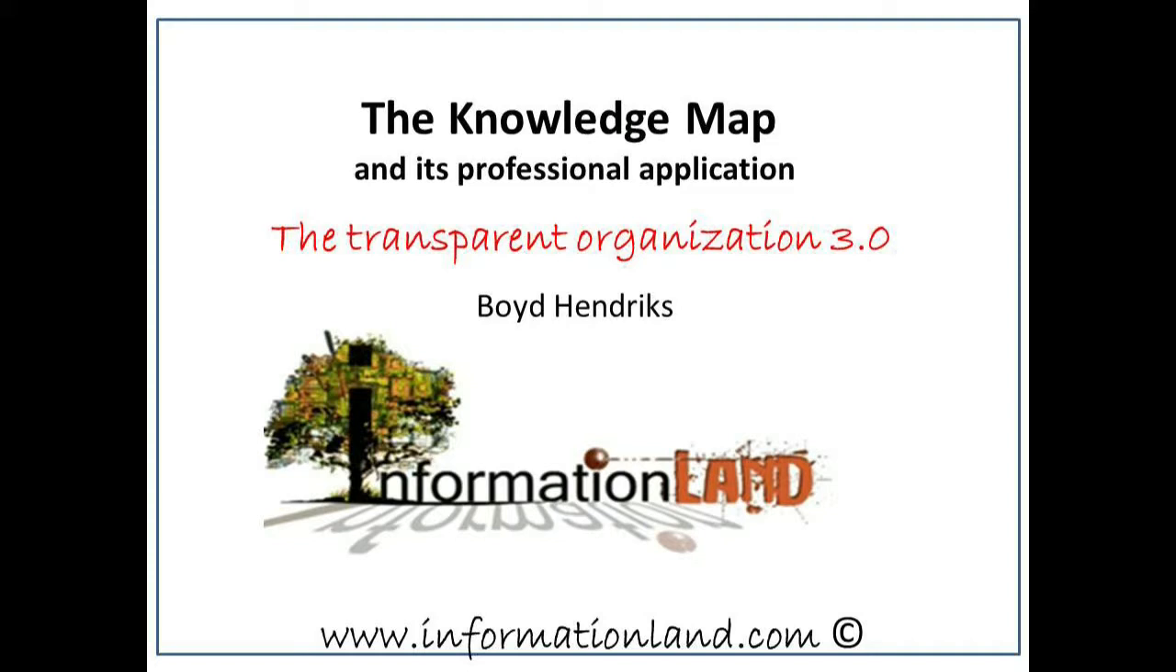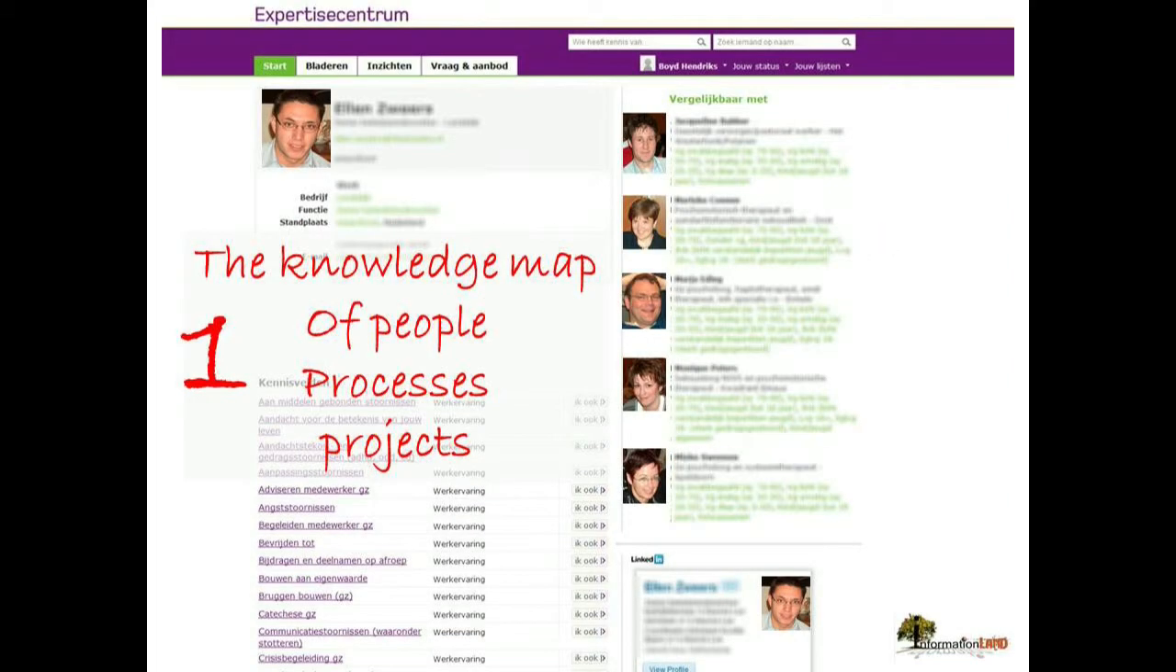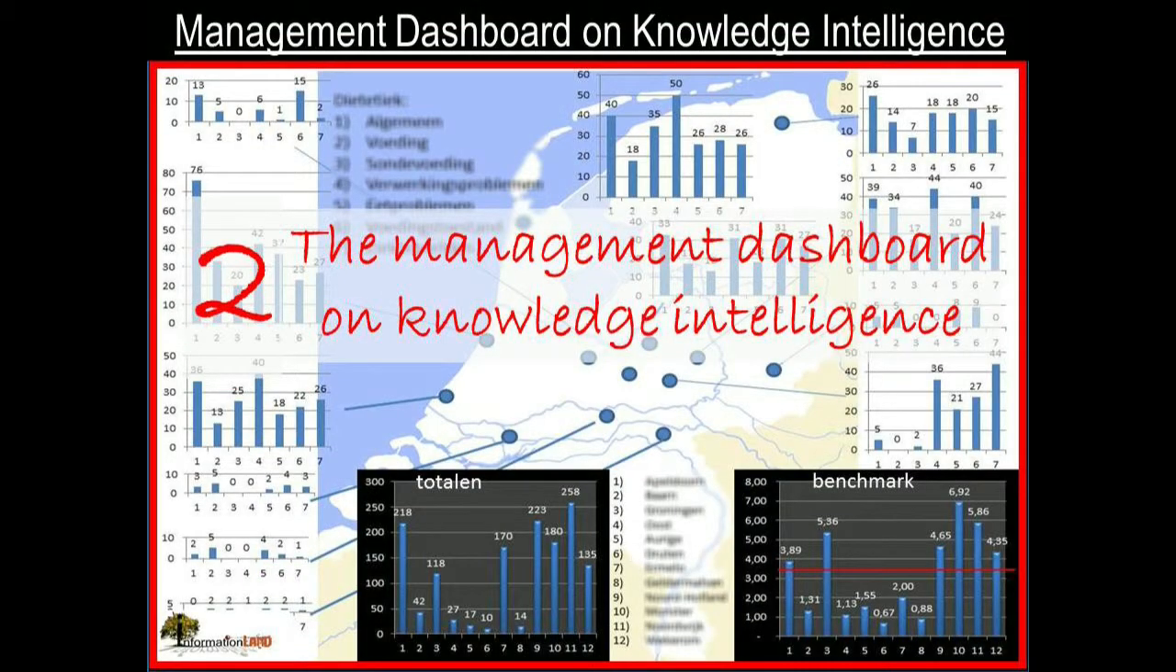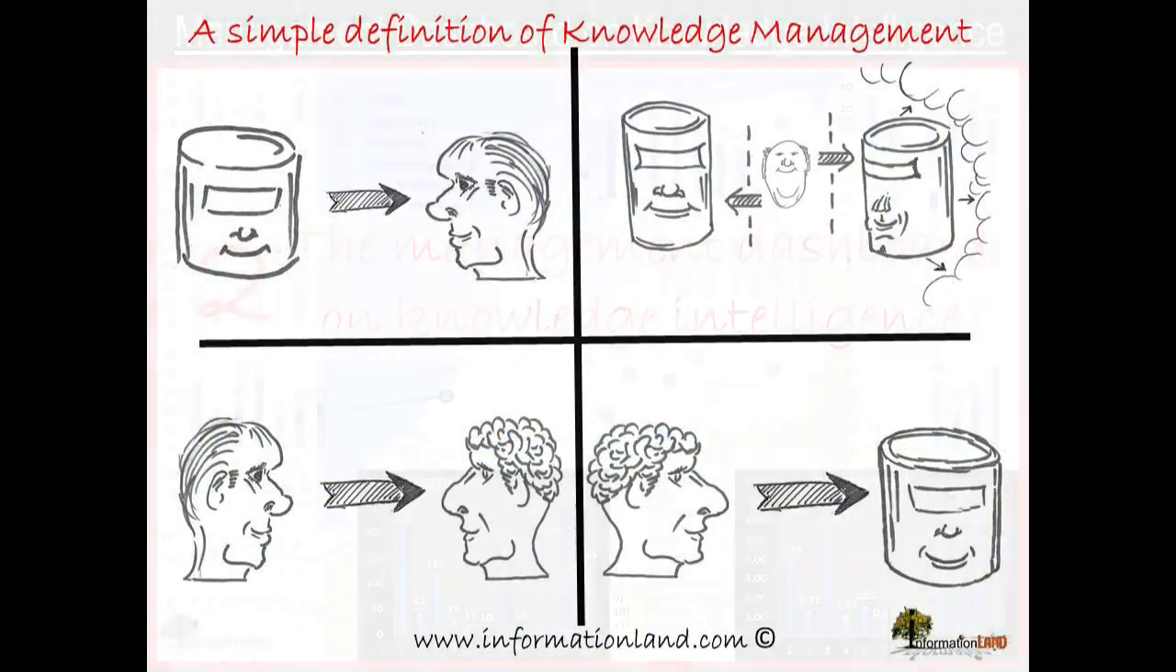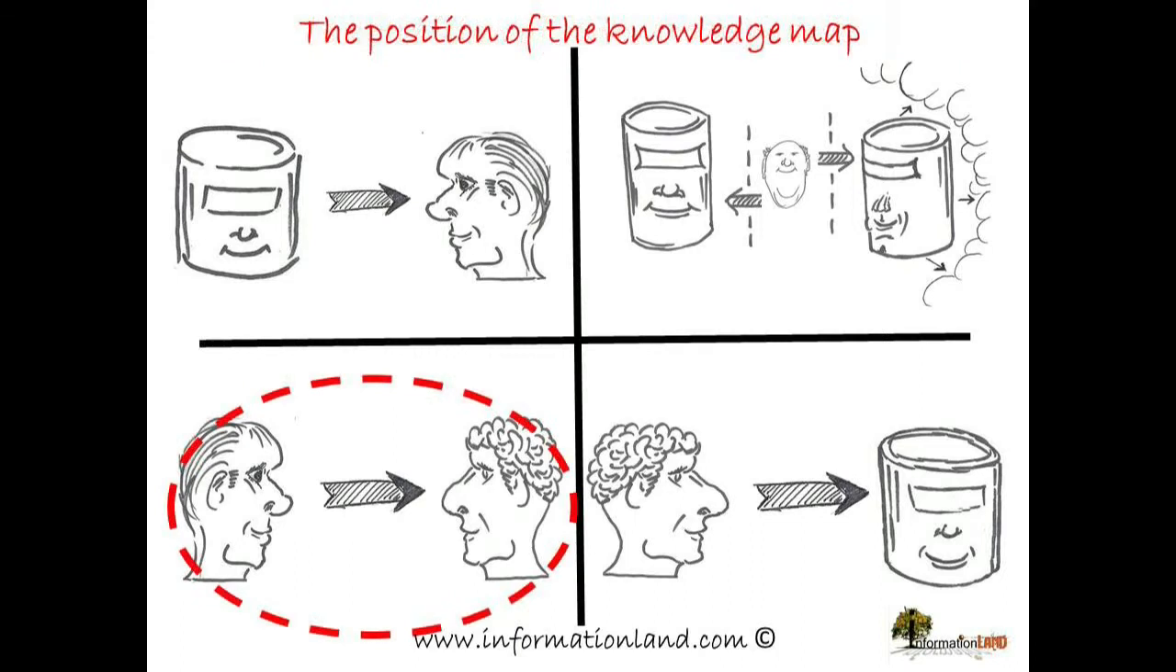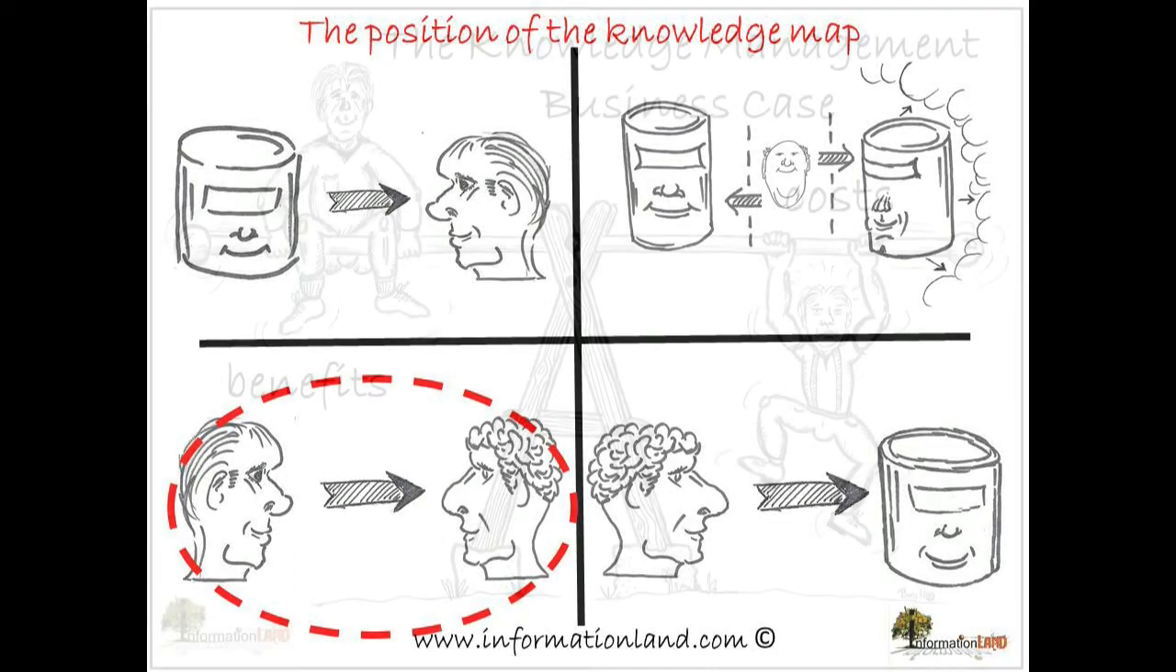This is a short presentation of the knowledge map and its professional application. When you talk about knowledge map, of course you talk about the knowledge map for people, processes and projects. But there's also the management dashboard of knowledge intelligence, part of that knowledge map. It's maybe important to first look at a simple definition of knowledge management, and secondly then look at the position of the knowledge map in that definition.